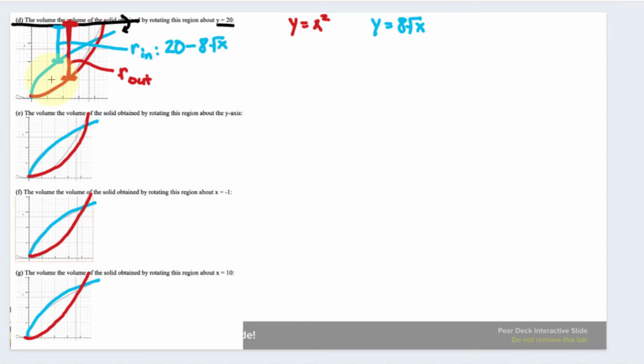Do I do bottom minus top? Which one's radius outer? Which one's radius inner? It becomes confusing. Just draw it and it's so easy. You're like, oh, top is 20 minus, what's this curve? x squared. 20 minus x squared.